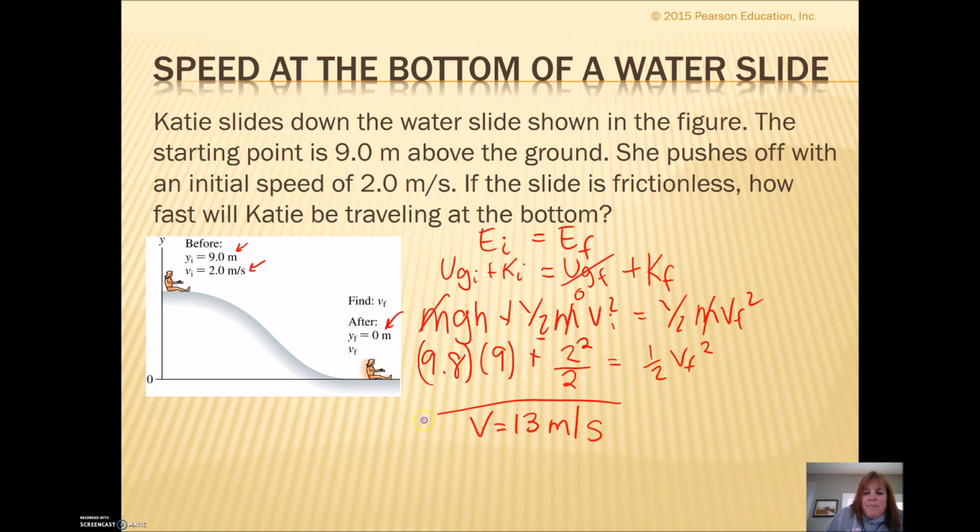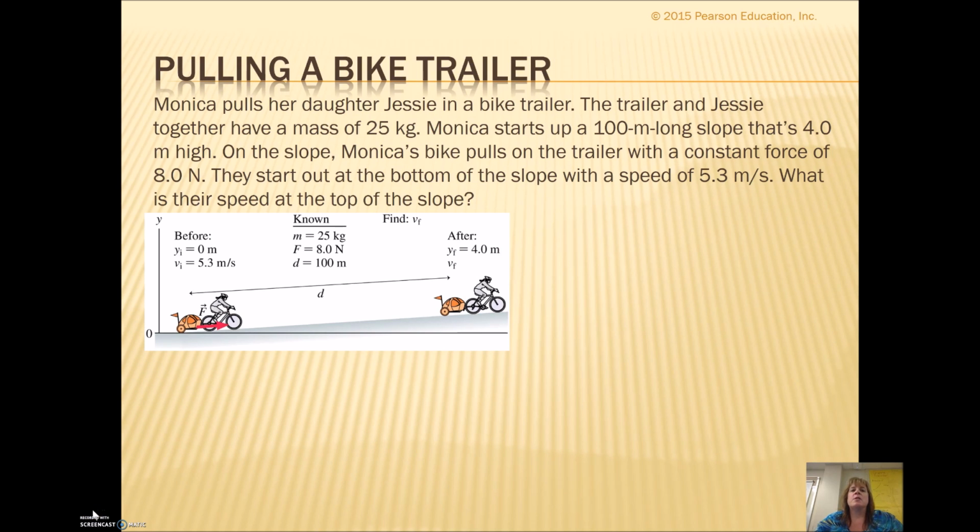So ask yourself, what types of energies do you have initial? Is there work? And what types of energies do you have final? And is there friction? One last example. So here I have a woman pulling her daughter up a hill in a bike trailer.